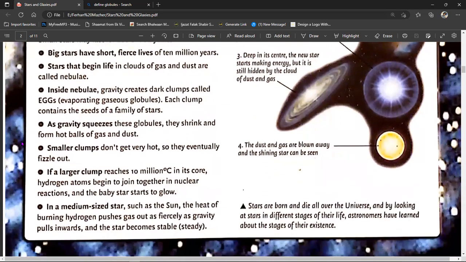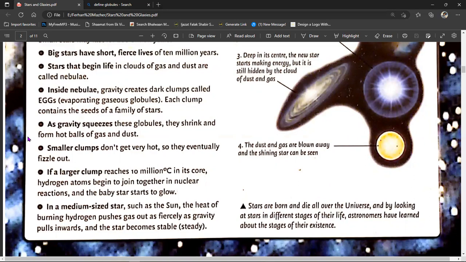Inside a nebula, gravity creates dark clumps called EGGs, evaporating gaseous globules. Each clump contains the seeds of a family of stars. As gravity squeezes these globules, they shrink and form hot balls of gas and dust. Smaller clumps don't get very hot, so they eventually fizzle out.